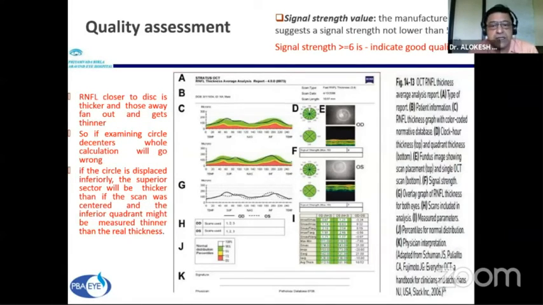The other thing we must remember is the centration on the disc, because the retinal nerve fiber layer closer to the disc is thicker and it fans out and gets thinner away from it. So if the circle is displaced inferiorly, the superior sector will artificially appear thicker, while the inferior sector, which is farther away from the disc, will artificially be measured as thinner as compared to the normative database.